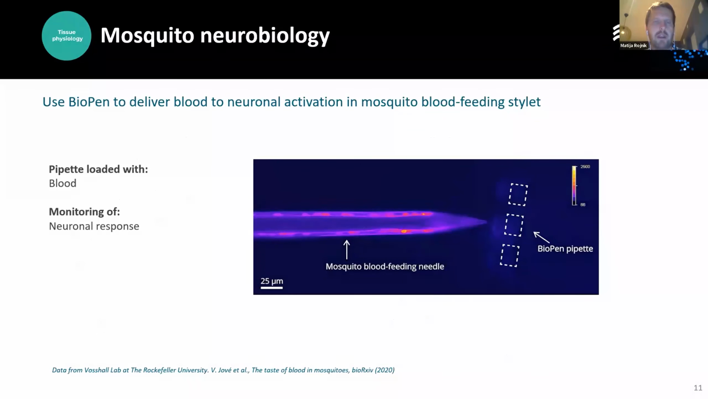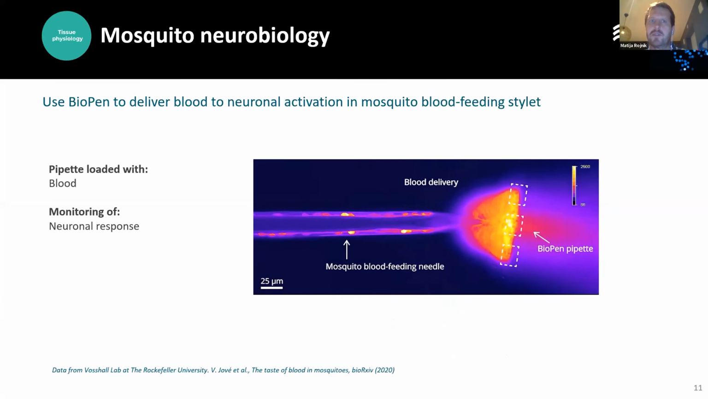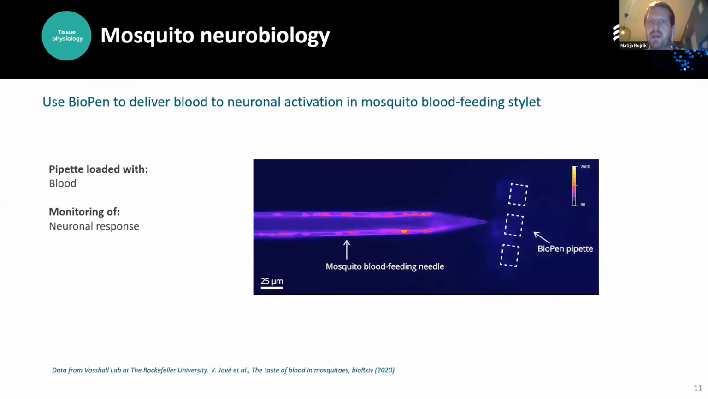And another application, a new one, a bit more exotic, is in mosquito neurobiology, a group from Rockefeller University studying mosquitoes. They used Biopen to deliver whole blood to the tip of the mosquito blood feeding needle. And they were interested in recording the neuronal responses in the mosquito after delivering the blood.